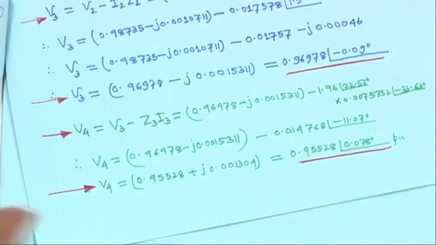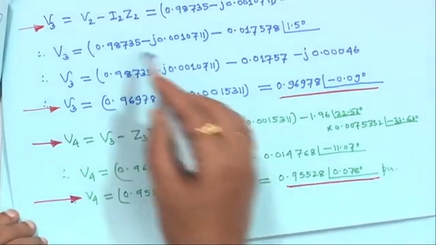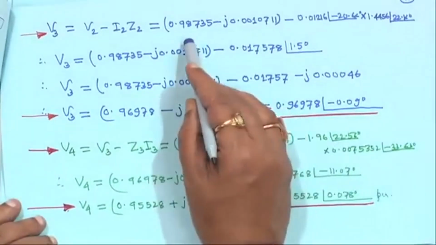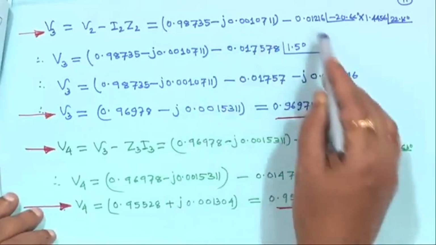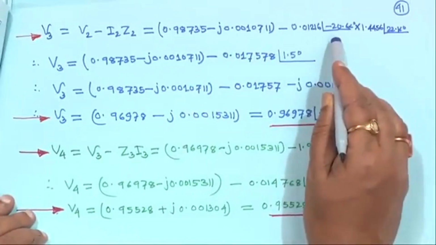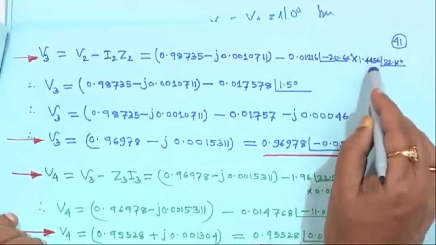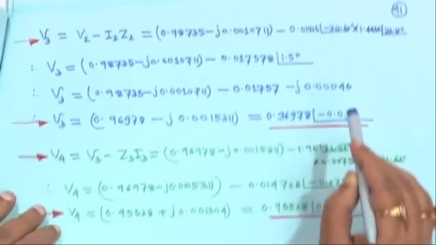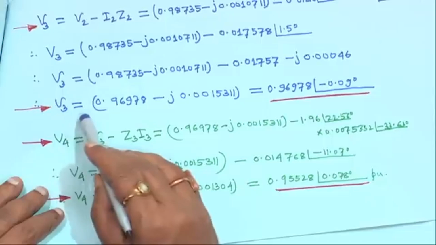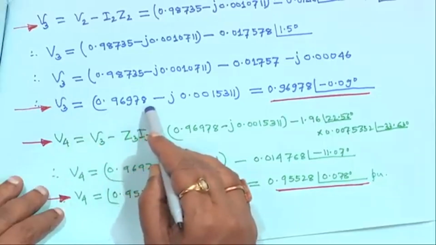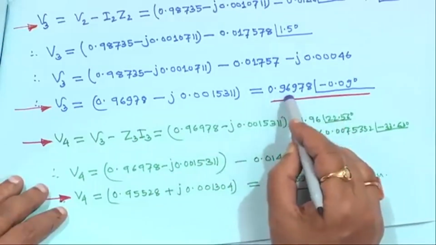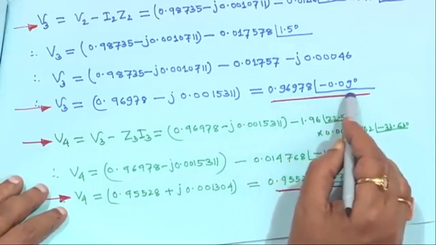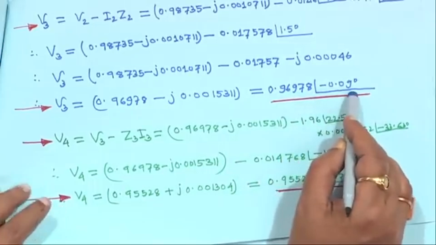Similarly, V3 will be equal to V2 minus I2 Z2. So, that is actually 0.98735 minus j 0.0010711 minus this is your I2 and this is your Z2 values. You just multiply and simplify. If you multiply and simplify, V3 will become 0.96978 minus j 0.0015311, that is actually 0.96978 angle minus 0.09 degree.